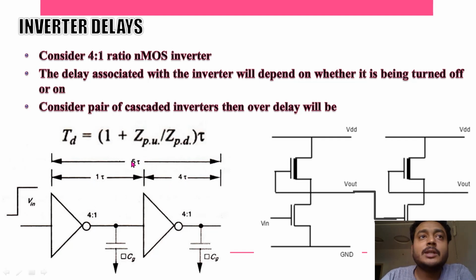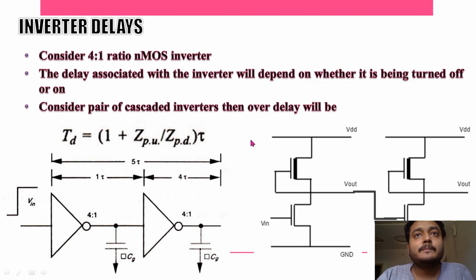Okay, this can also be calculated here: T equals 1 plus Z of pull up divided by Z of pull down network, times tau. So Z pull up is 4 here, Z pull down is 1 here, that is 4 by 1. So 1 plus 4 is 5, 5 times tau. We can calculate in this way also. This is the equation. Right, so this is about your NMOS inverters.